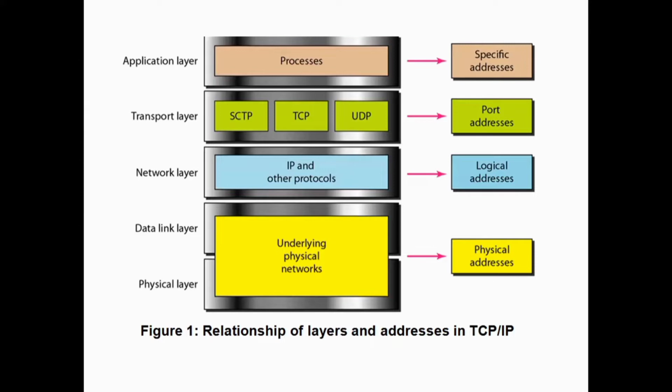As you all know, physical addresses are used in the data link layer. Logical addresses are used in the network layer. Port addresses are used in the transport layer. These three addresses are the most important addresses. In addition, one more address, that is the specific address, is used in the application layer.